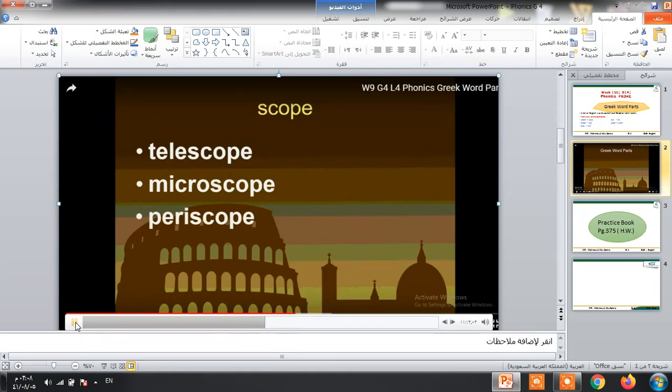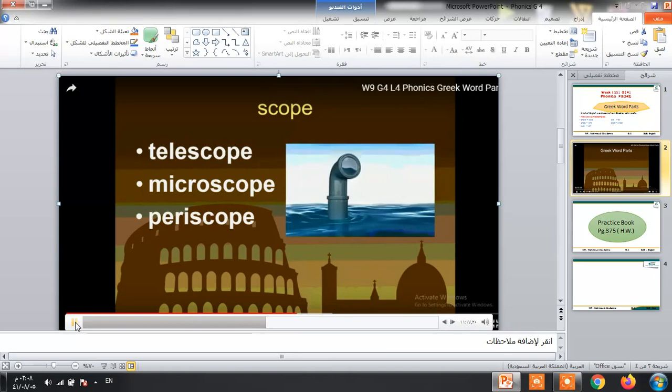Next word we have is periscope. Here is a periscope. It's a device using mirrors and reflections to see objects that are out of sight, usually used in submarines.